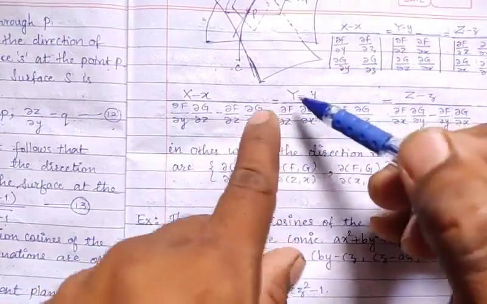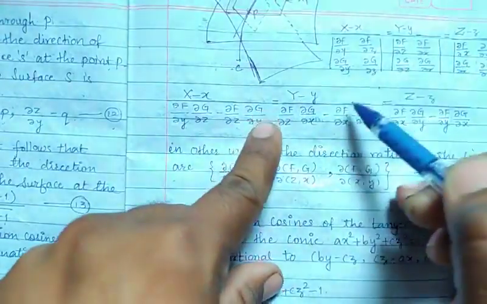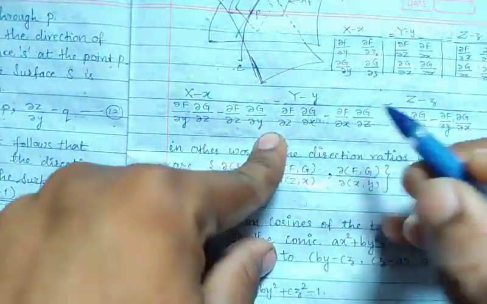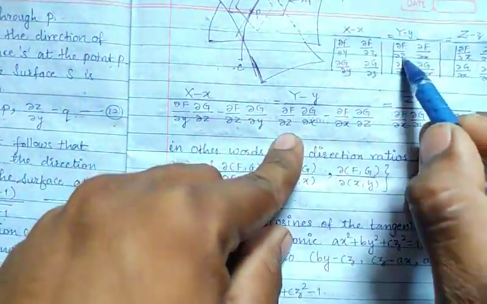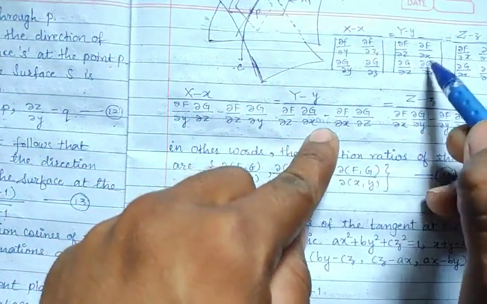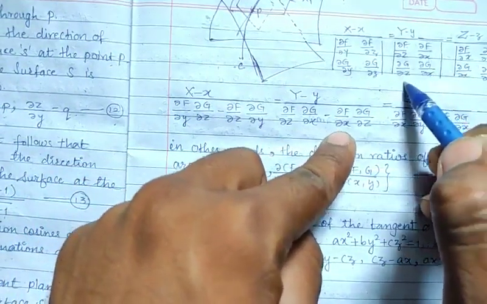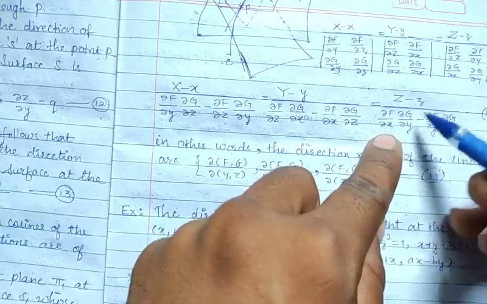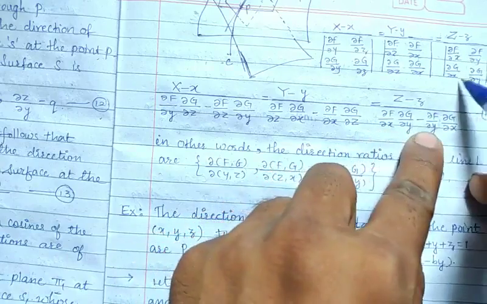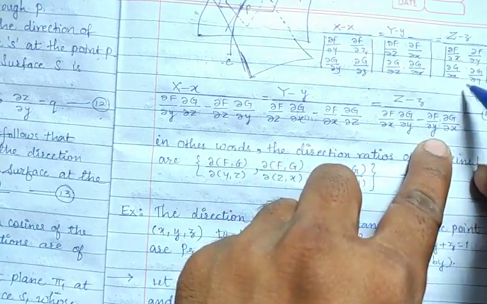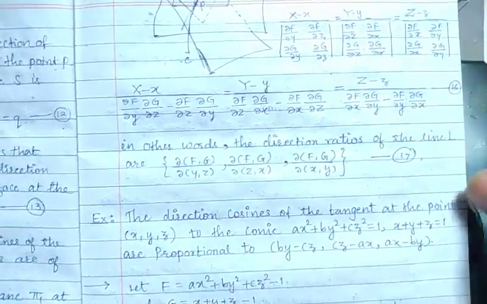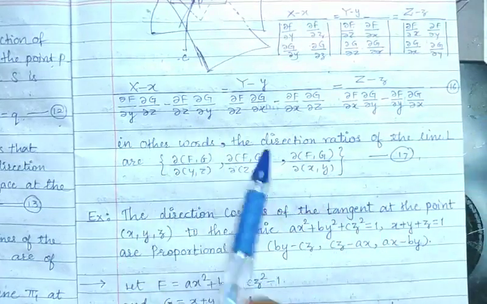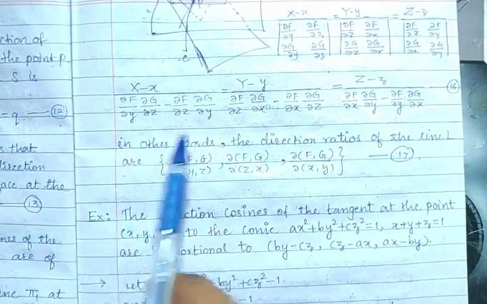Which is equal to, next, (Y - y) divided by ∂f/∂z · ∂g/∂x - ∂f/∂x · ∂g/∂z, and lastly (Z - z) divided by ∂f/∂x · ∂g/∂y - ∂f/∂y · ∂g/∂x. Call this equation number 16. In other words, the direction ratios of the line L can be written as a Jacobian.